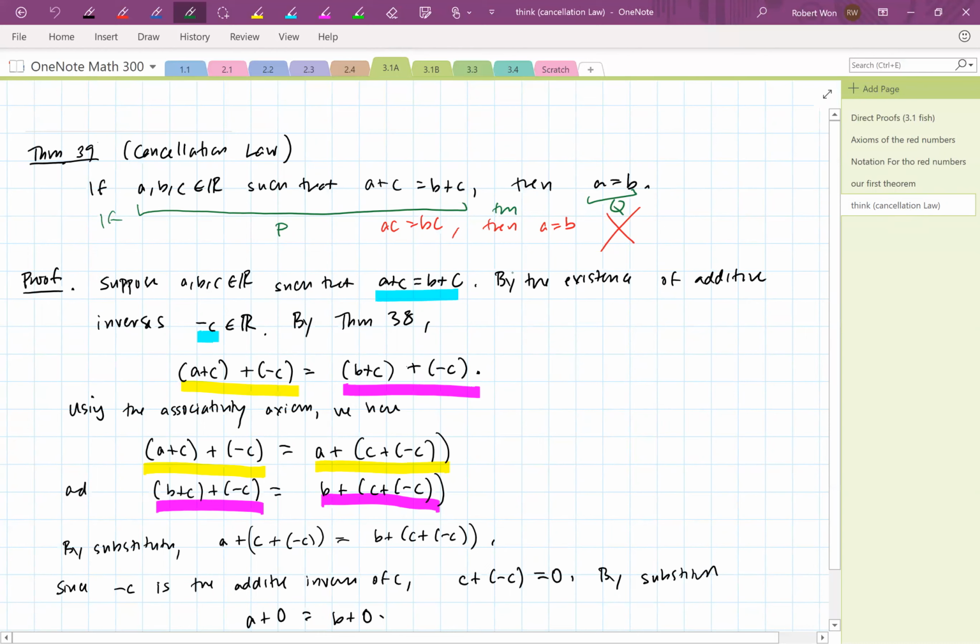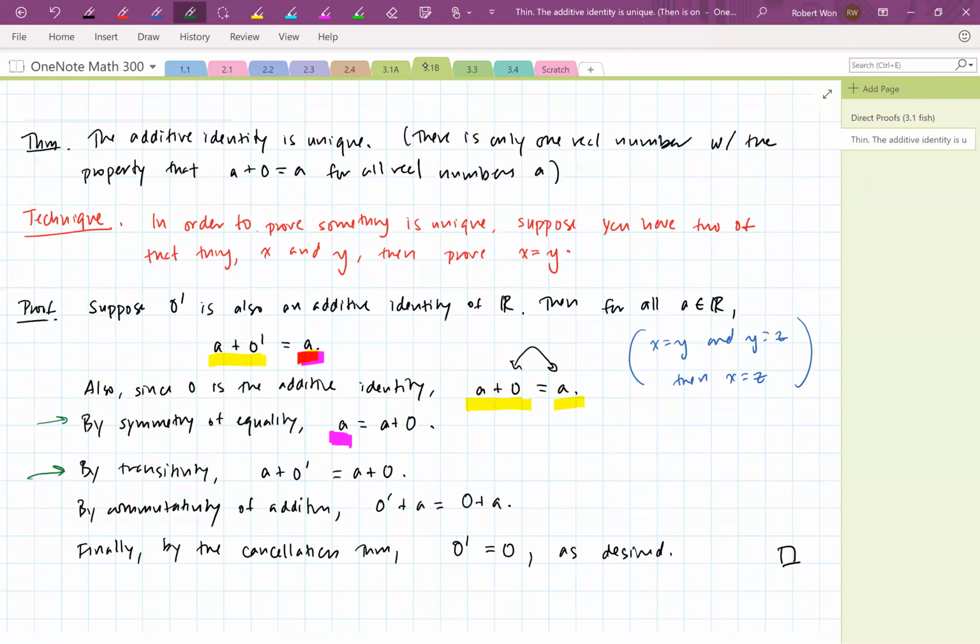Okay, another thing we could have done is we could have just proved this theorem also to say that if c plus a equals c plus b, then a equals b. But I would have to prove it somewhere, right? So here's one proof that the additive identity is unique.